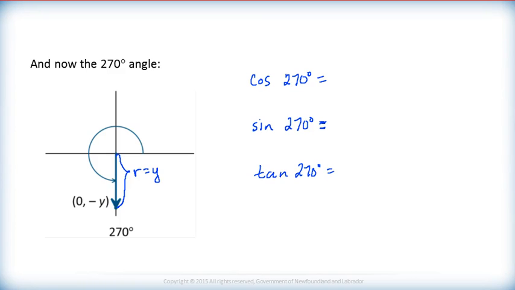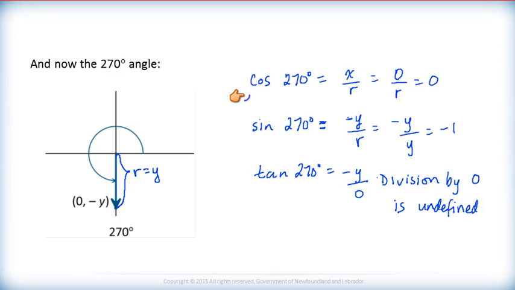Okay, our final quadrantal angle is the 270-degree angle. I want you to pause this recording for a moment and try to find these values for yourself. And here are the results you should have obtained. Cosine of 270 is 0, sine of 270 is negative 1, and the tan of 270 is undefined.